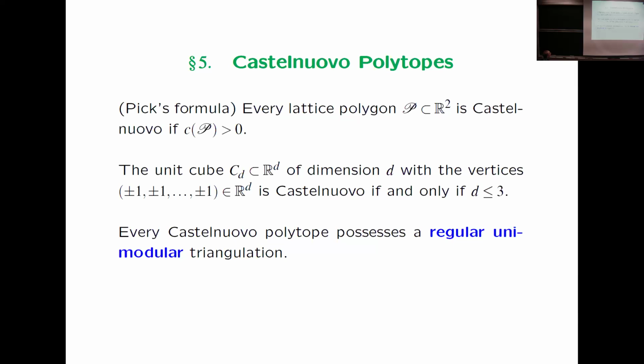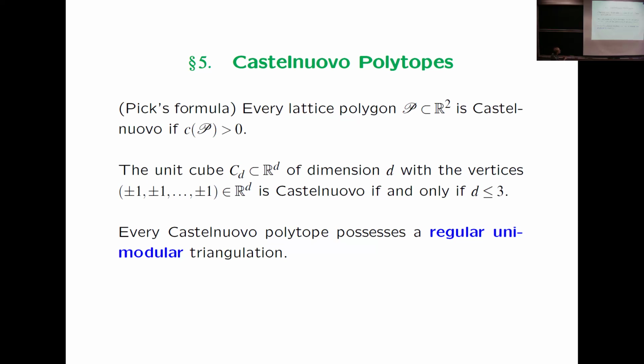What can we say about Castelnuovo polytopes? By Pick's formula, every lattice polygon is Castelnuovo if C_P is positive. The interesting case is the cube [-1,+1]^D in R^D, where the origin is contained in the interior. This is Castelnuovo if and only if D is less than or equal to 3. In higher dimensional cases, this cannot be Castelnuovo. Every Castelnuovo polytope has a regular unimodular triangulation, coming from a Gröbner basis. So Castelnuovo polytopes have quite nice properties.